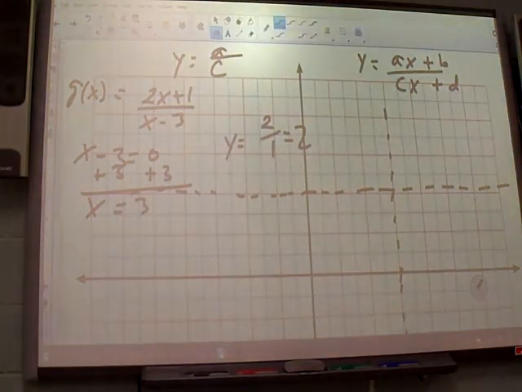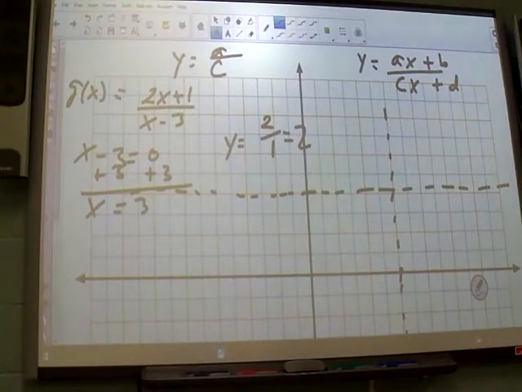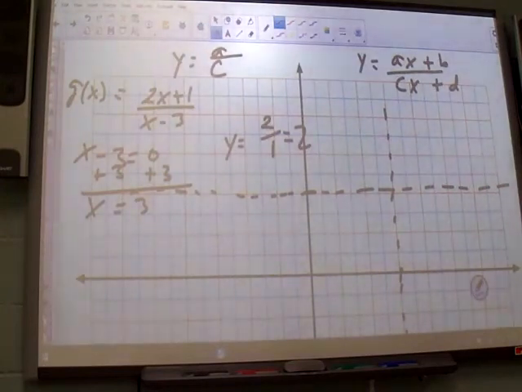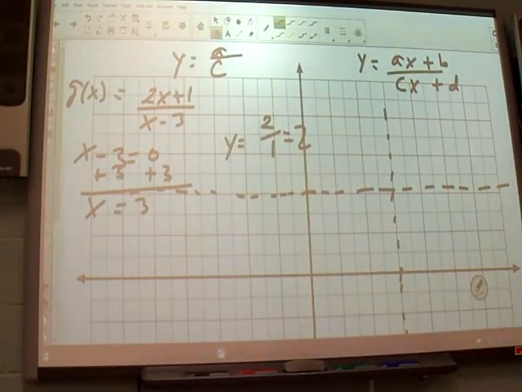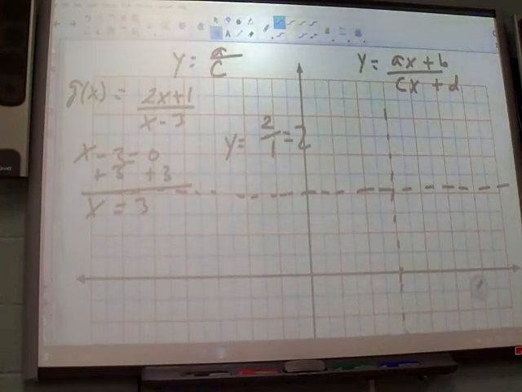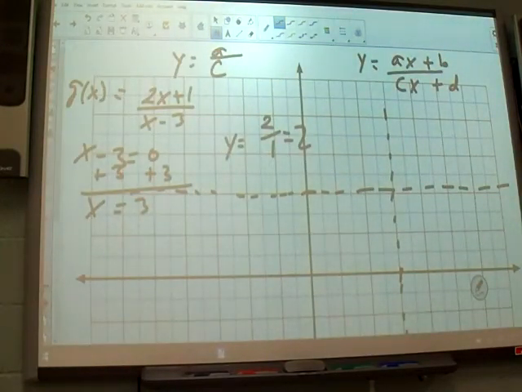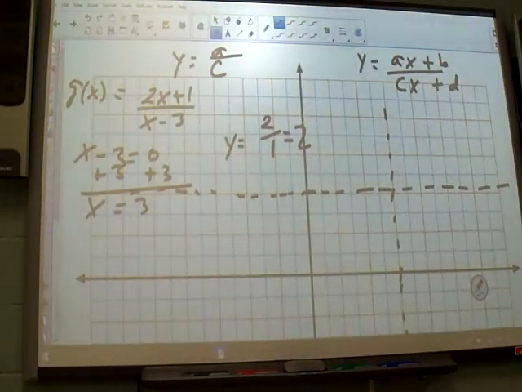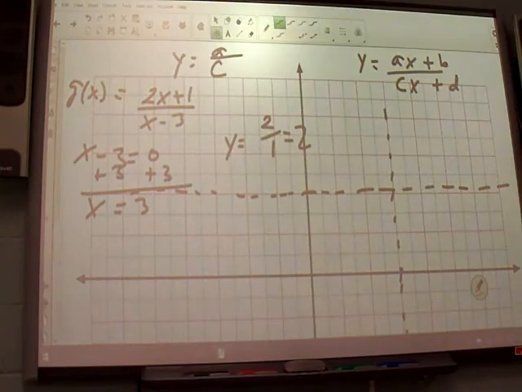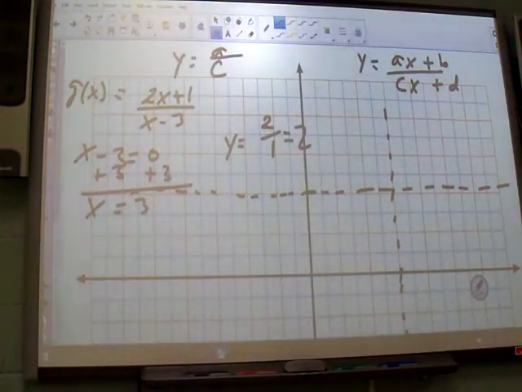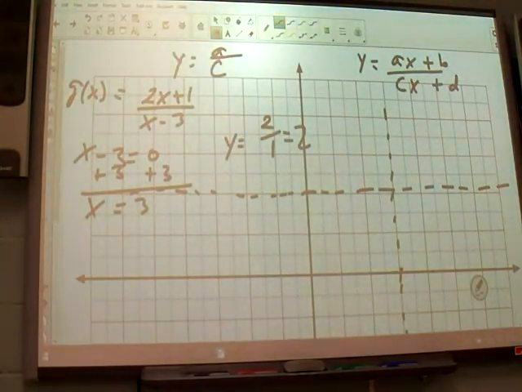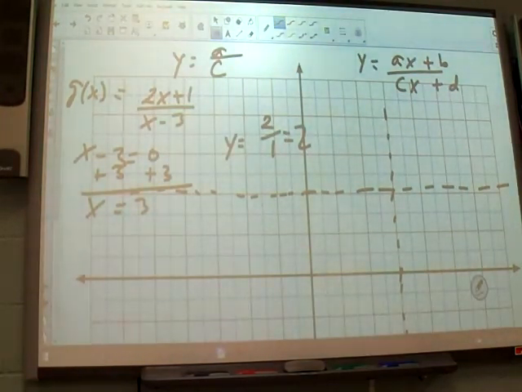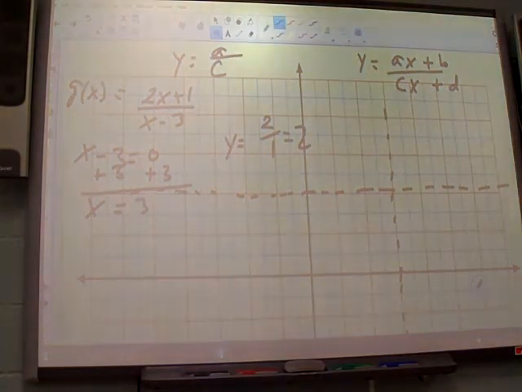2 times 4 plus 1 over 4 minus 3. So that's 8 plus 1 is 9 over 1. Alright. 2 times 5 plus 1 over 5 minus 3. 11 over 2. So that's going to be 5.5. 2 times 6 plus 1 over 6 minus 3. So 13 over 3. 4 1/3.